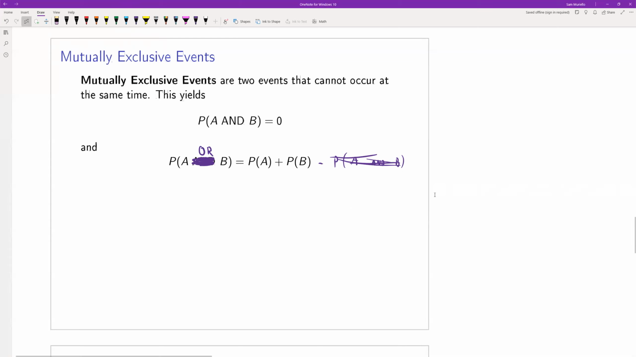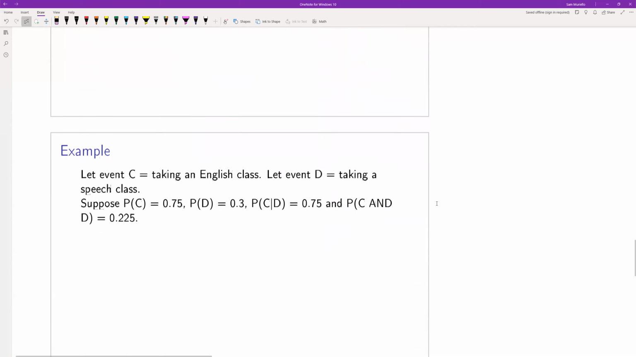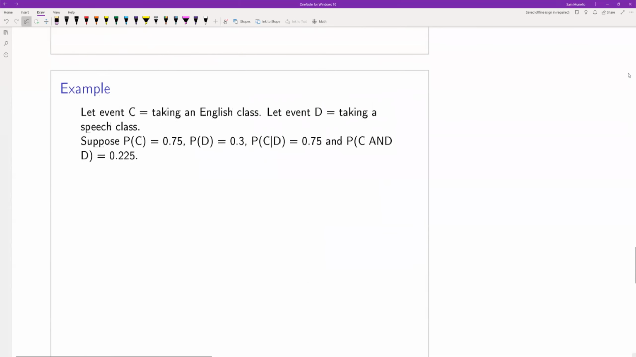Now that we've got all of these tools under our belt, let's go through a couple of examples. First, let's look at this case. We're looking at an event C that's taking an English class, and D is taking a speech class. And we're considering this for all of the possible students in a given curriculum. And it gives us a bunch of different probabilities: P of C, P of D, P of C given D, and P of C and D. And here are going to be our questions.